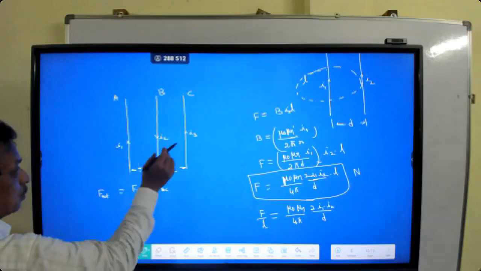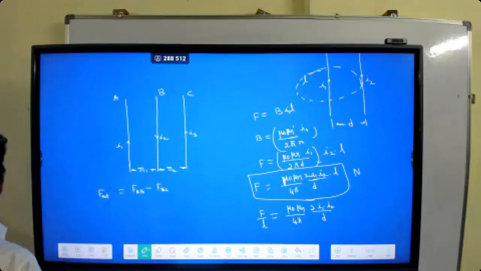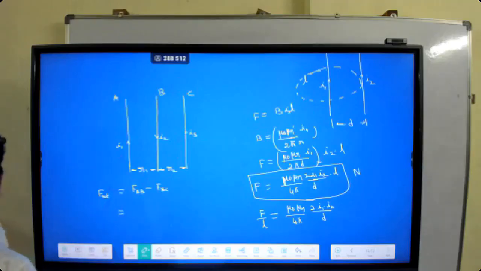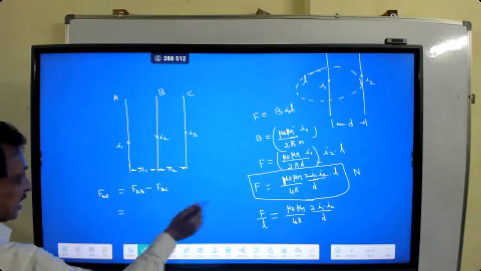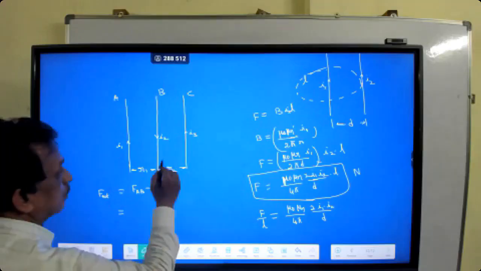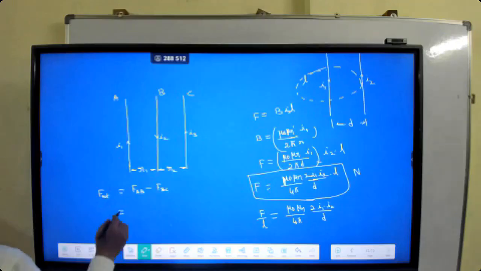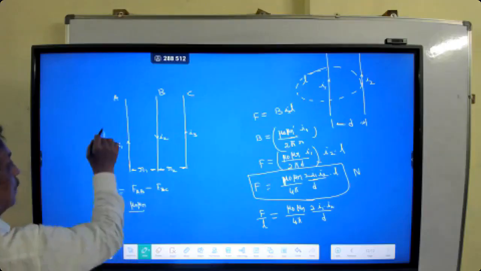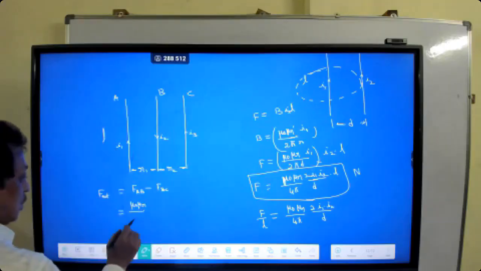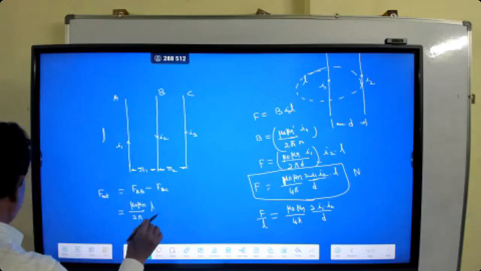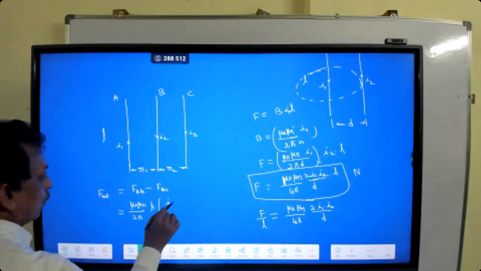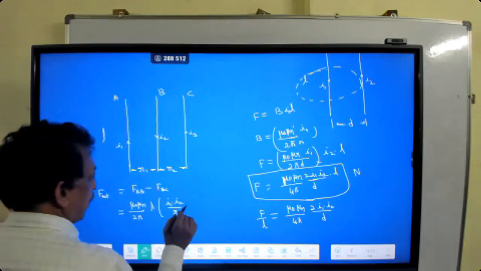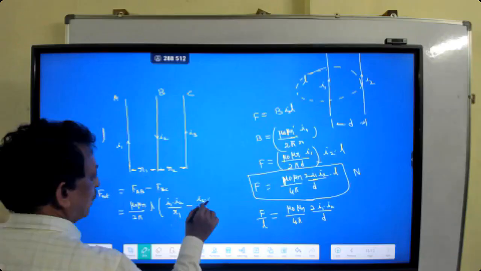This is repulsive, and this is also repulsive. Now F net is equal to: everywhere 2 pi is common, so the 2 cancels, otherwise mu naught mu r. What is the common length? This common length is L. So 2 pi, common length L, into I1 into I2 by R1 minus I2 into I3 by R2.